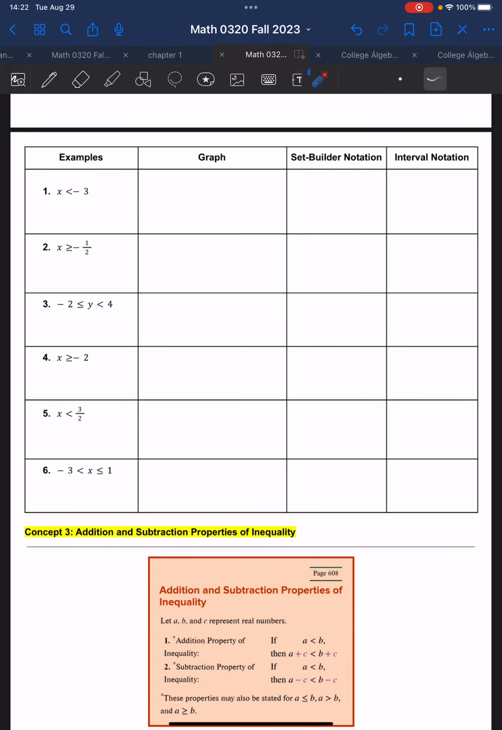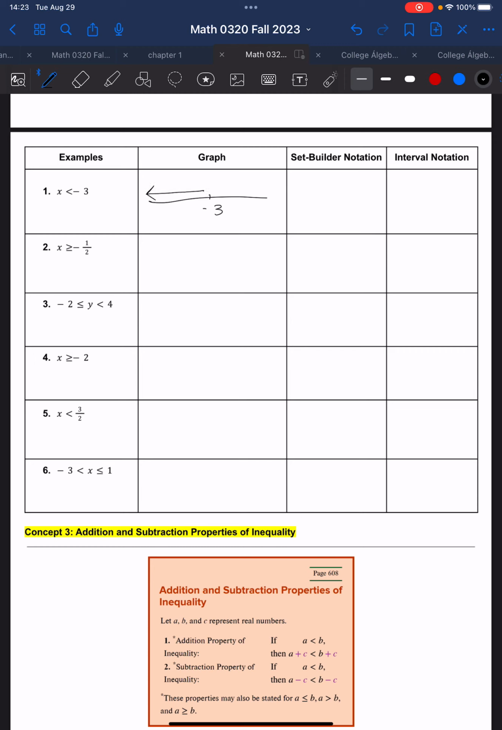Looking at these 6 examples, it wants us to first graph it, then put it in set builder notation, then in interval notation. So that's what we're going to do. For number 1, we have x is less than negative 3. I'm going to graph that first. Here's my negative 3. Less than means I'm going to the left.